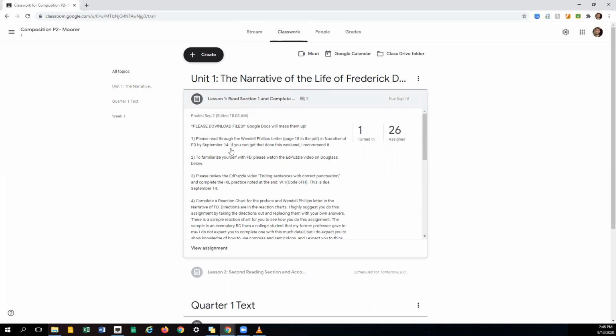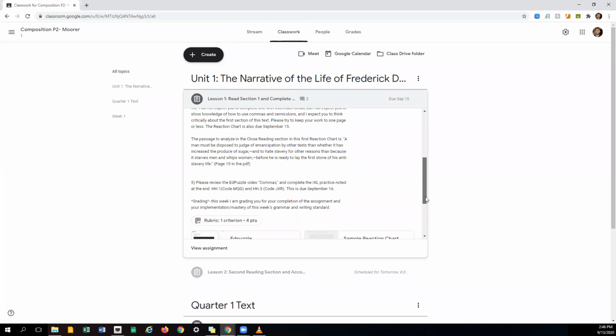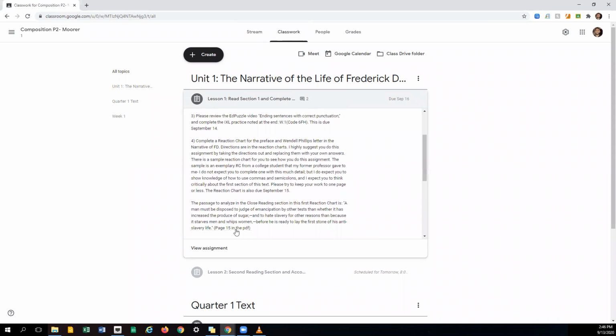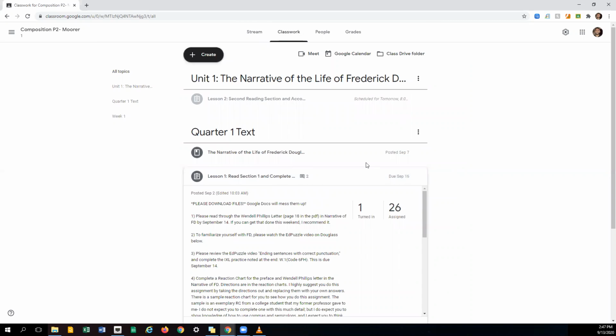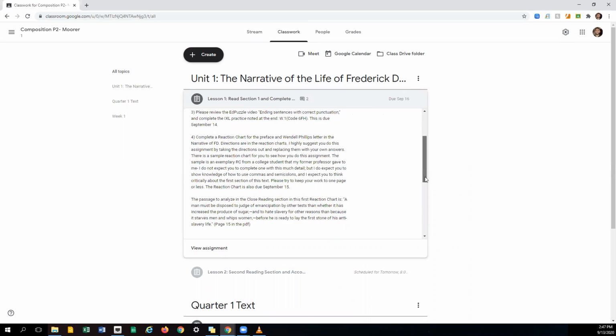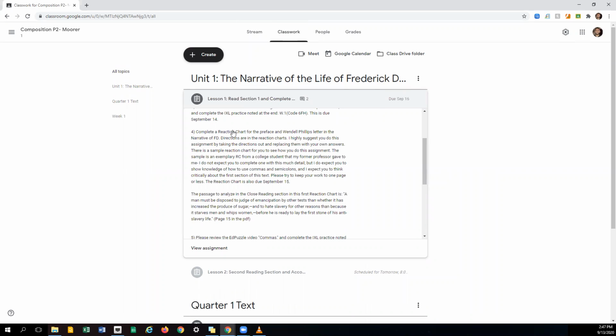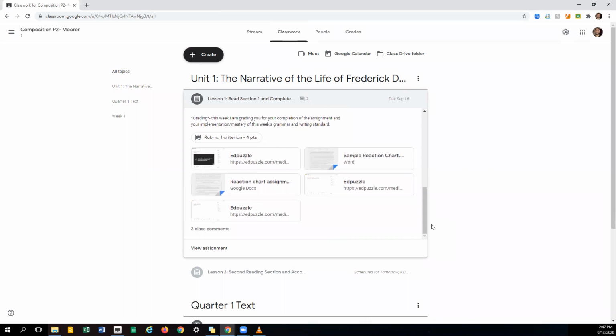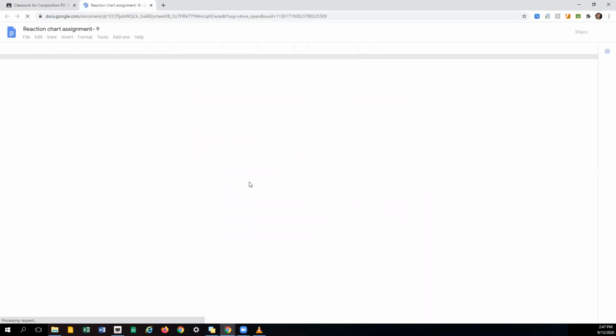Now, most of you have done steps 1, 2, 3, and maybe 5 even, the IXL. And maybe you've read for step 4 here, but the part that I'm noticing people are forgetting is doing this reaction chart. The way that you want to do this reaction chart, if you read these directions carefully, which I advise you to do, is you need to go down to the reaction chart assignment.